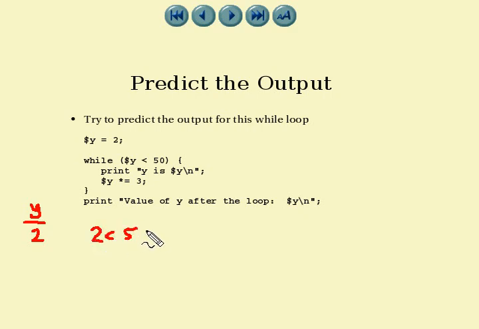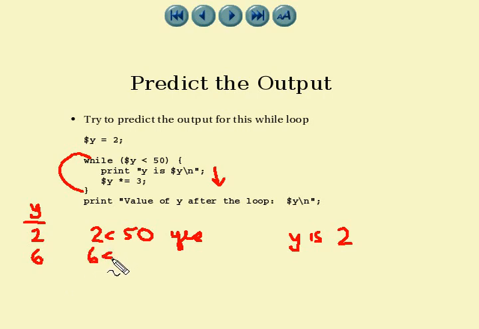Clearly it is. So since it is, we execute the block. We print out y, so we say y is, and its current value, so y is 2. Then we take y and multiply itself by 3. So 2 times 3 is 6. And then we rotate back around. Right now y is equal to 6, and we come back into the loop and ask, is 6 less than 50? Which it is, so we print out again y is 6.